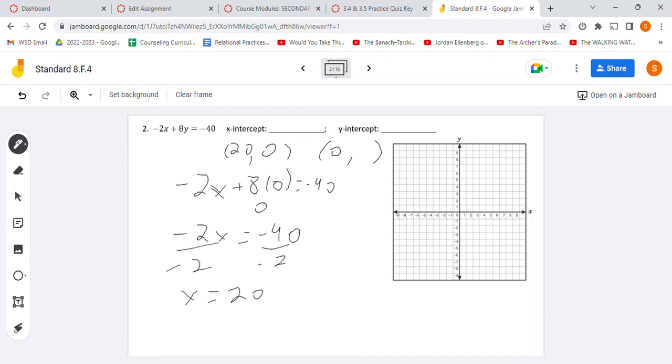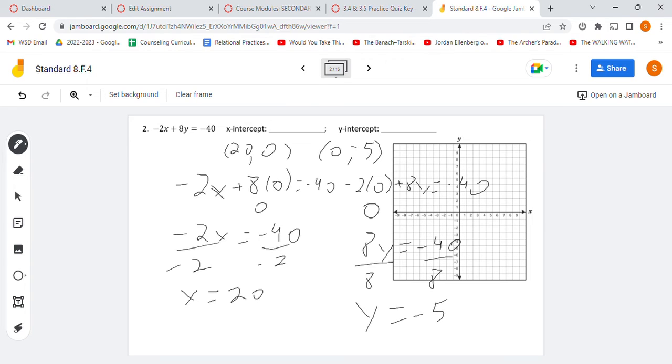Alright, the y-intercept, we're going to put negative 2. Our x value here is 0 plus 8y equals negative 40. Negative 2 times 0 is 0, so that's gone. That leaves us with 8y equals negative 40. Finish this out by dividing by 8, and we end up with y equals negative 5.